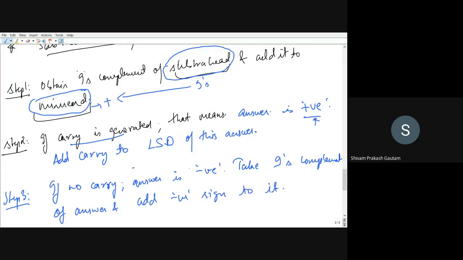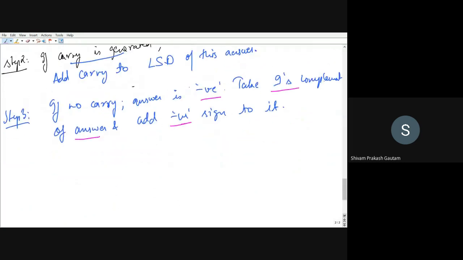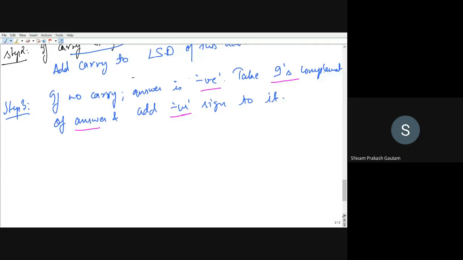So there are two cases when you are subtracting: the result can be positive or negative. If there is a carry, the result is positive. If there is no carry, the result is negative, and you take the 9's complement of the answer and add a negative sign in front of it. We will see this by an example. So we are doing subtraction using 9's complement.